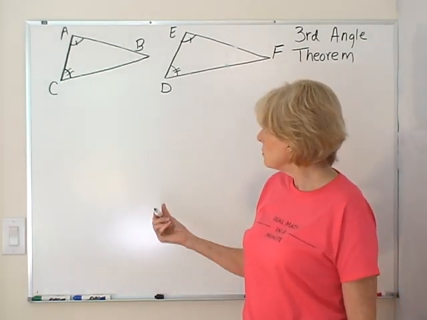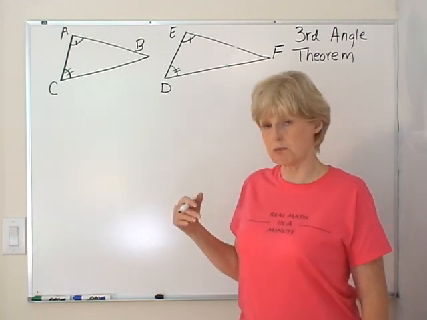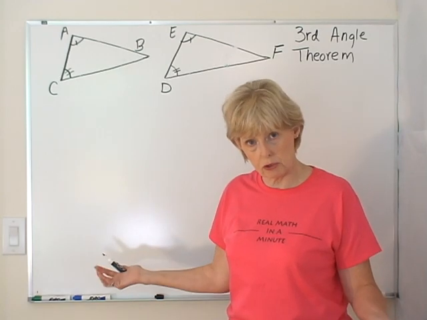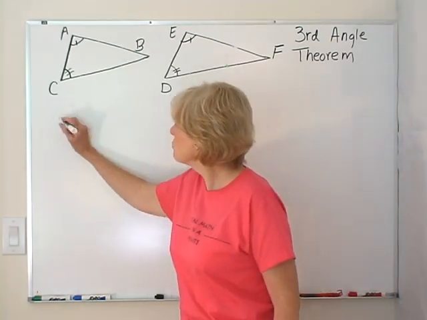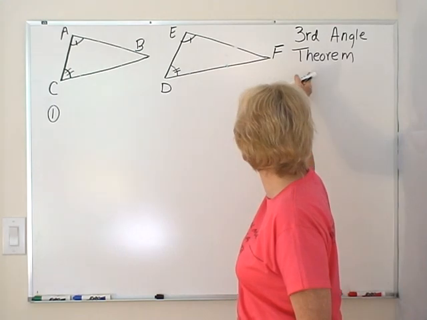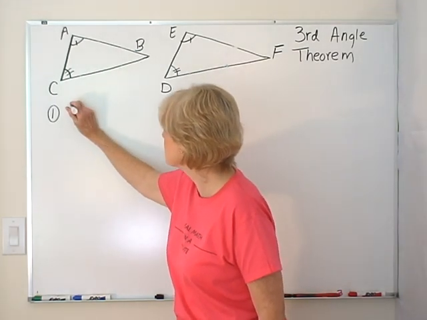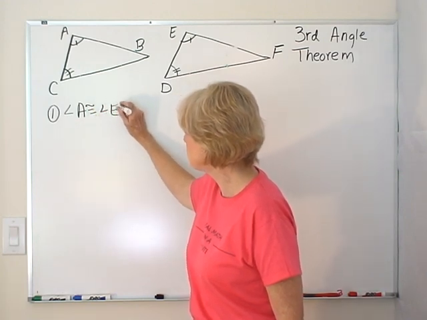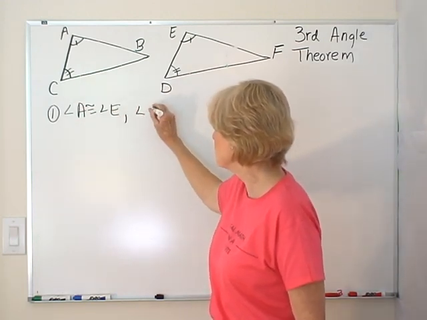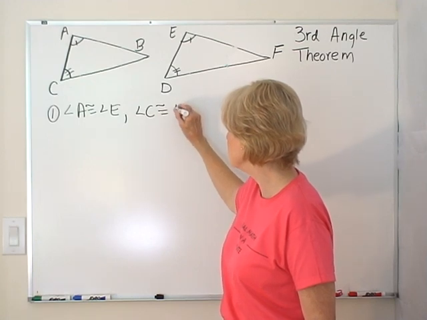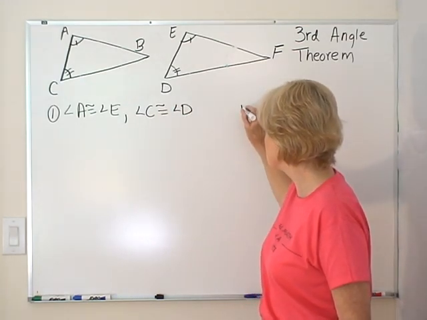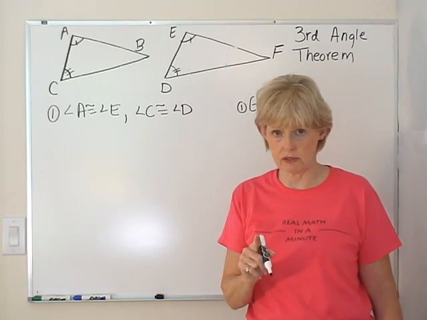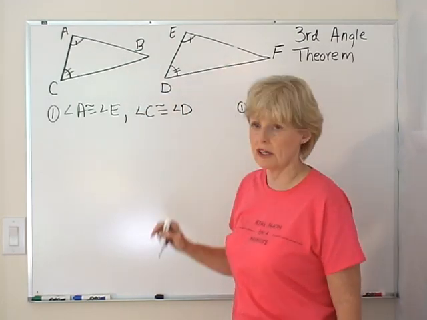So what I'm going to do is ask you to go along with me, and let's prove this as a formal two-column proof, and then once we prove this theorem we can use it forever. So the first thing that we're going to have is what we're given, which I've given you in the marks. We're going to say angle A is congruent to angle E, and angle C is congruent to angle D. And that's what we're given. And what we're trying to prove, once again, is that B is congruent to F.